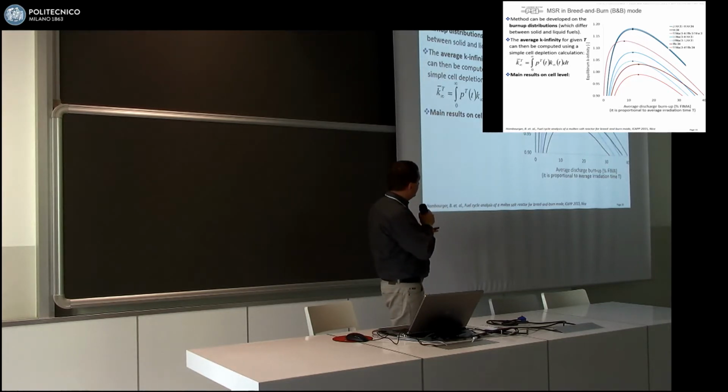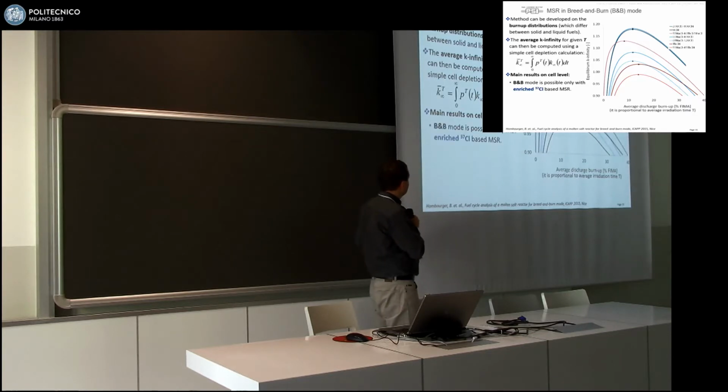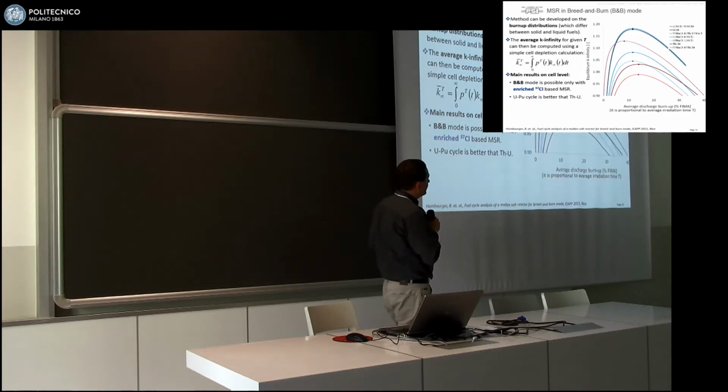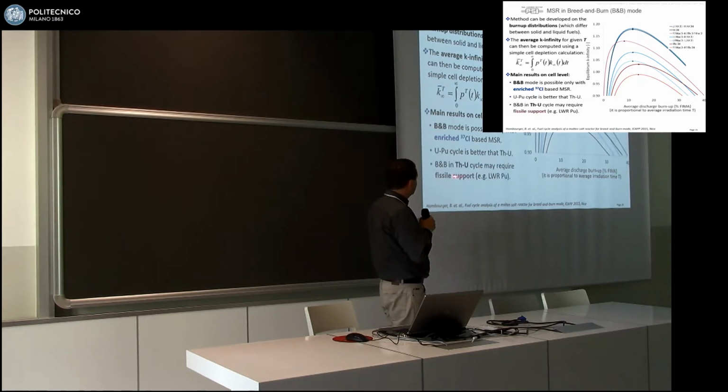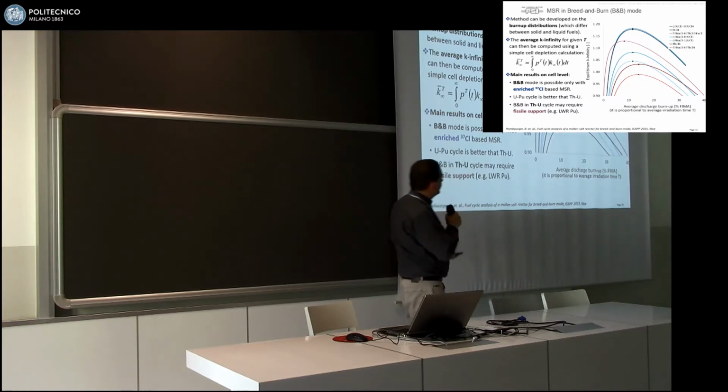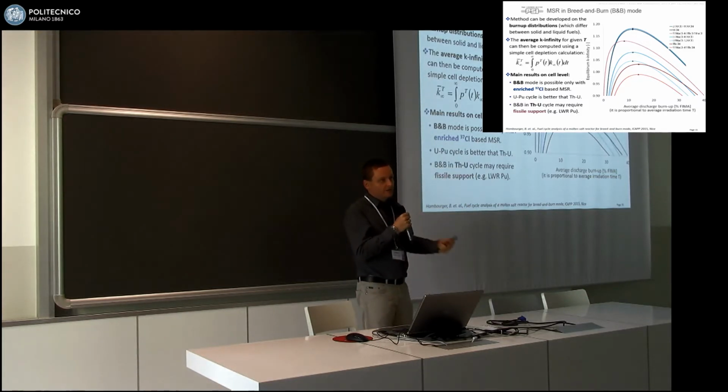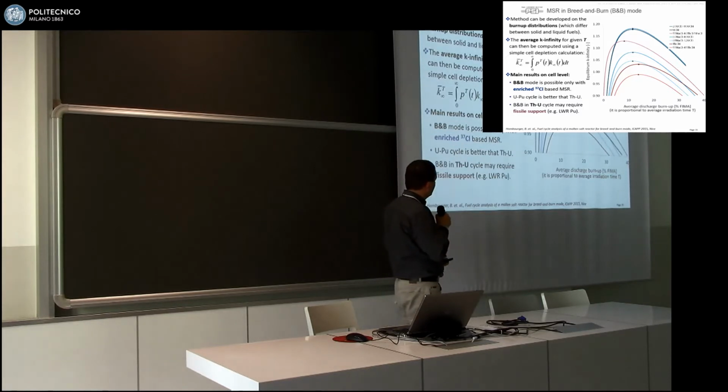And you see that the chloride salts definitely work. There is a chance to do a breed and burn reactor with chloride salt. And the uranium-plutonium cycle is much better because there are many neutrons available, and it's a very hard spectrum, so you have not so high parasitic capture. In the thorium cycle, you need fissile support. So we have been looking at a case where you have thorium with 5% plutonium inside, more or less to look at a pseudo breed and burn like reactor used for plutonium burning.